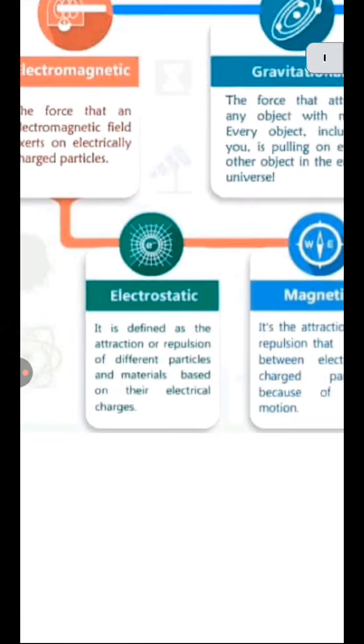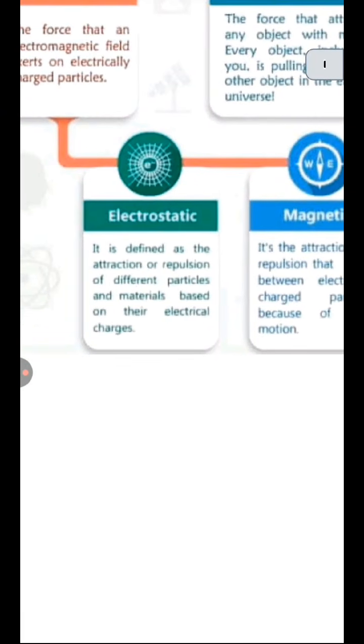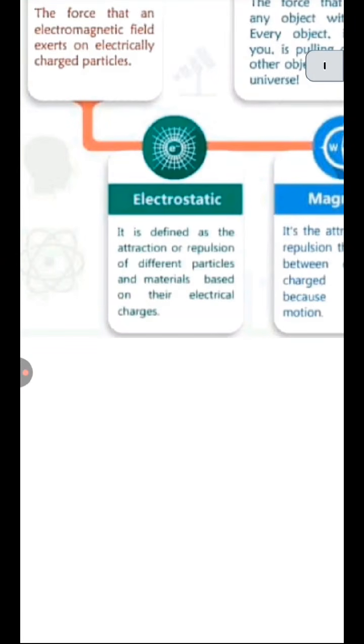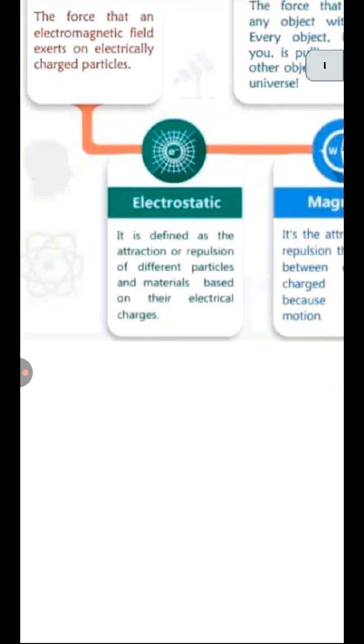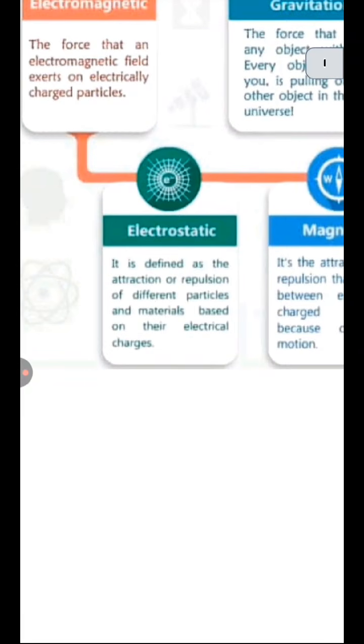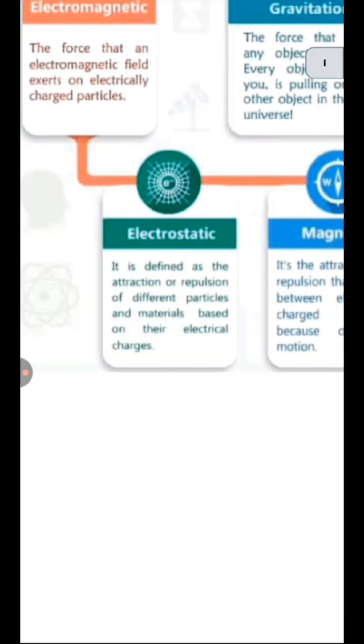The fifth one is electrostatic force. Electrostatic force is defined as the attraction or repulsion of different particles and materials based on their electrical charges.